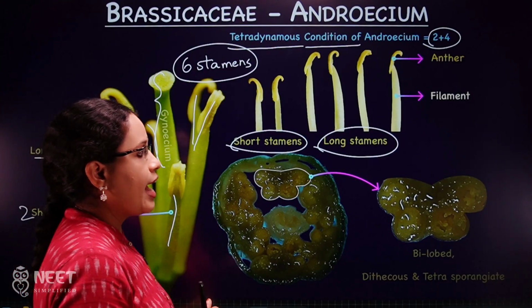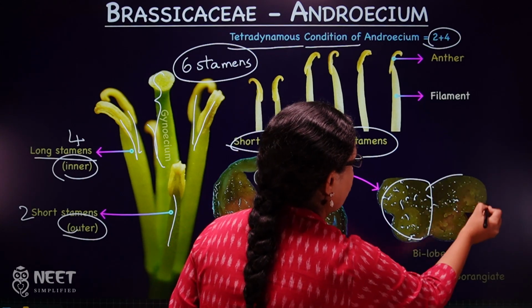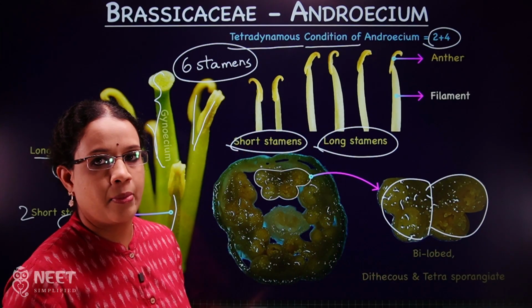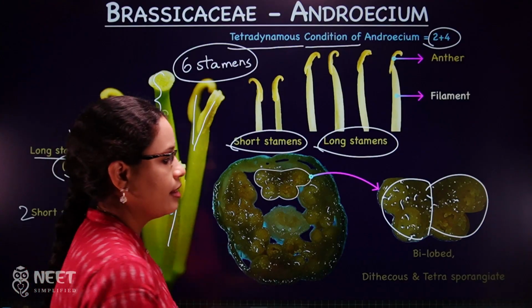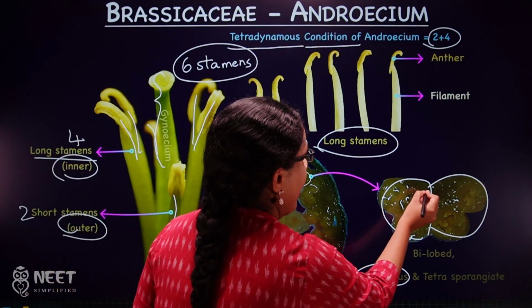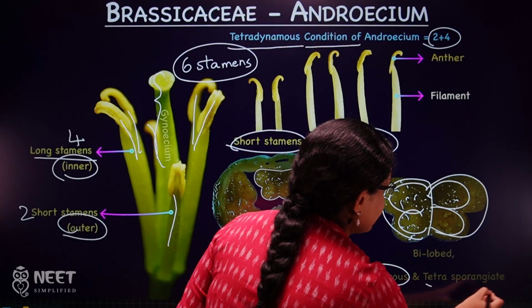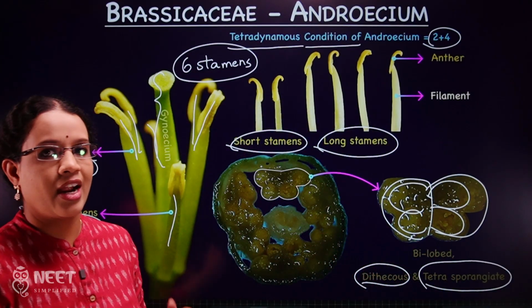Now, coming to the anthers, you can see that these anthers are bilobed. A typical angiospermic anther. It is a bilobed anther with two thecae, that is dithecous in nature, and also you're going to find 4 sporangia, hence tetrasporangiate condition.